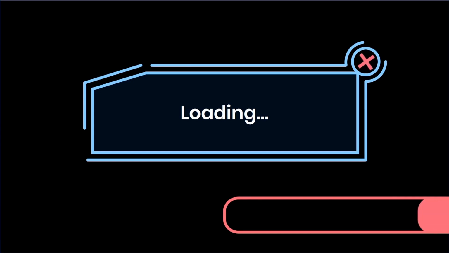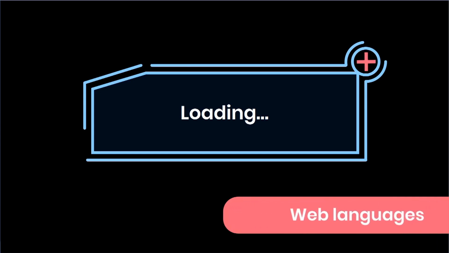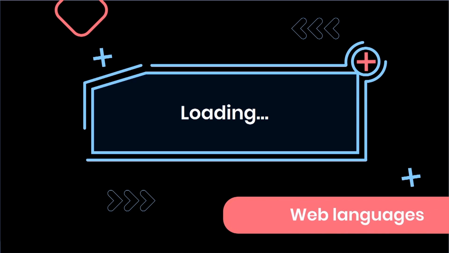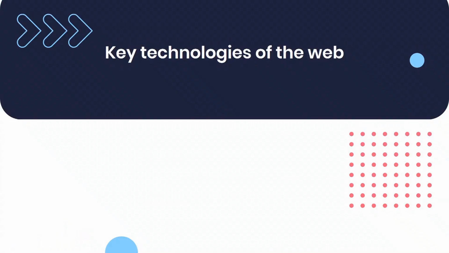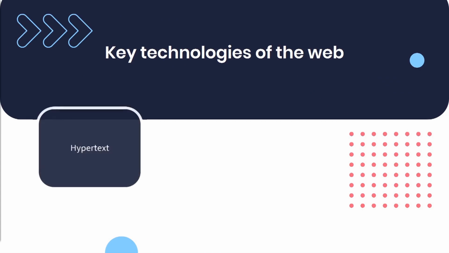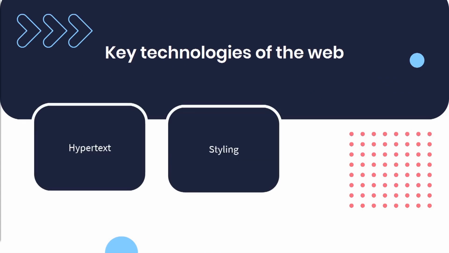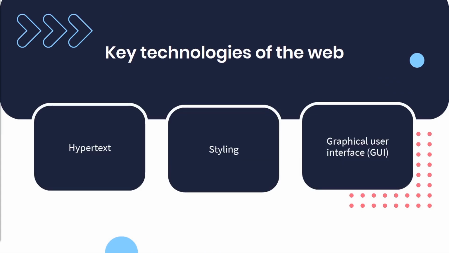Wonderful. Now for our final topic, as promised, web languages. In this section, we're going to be covering CSS, HTML as our markup language, and then have a look at some examples. Now, generally speaking, there are three core technologies of the web, and these are not necessarily the only three, but these are the basic three that we need to understand for now. And this includes hypertext, our styling language, as well as the graphical user interface, otherwise known as the GUI.